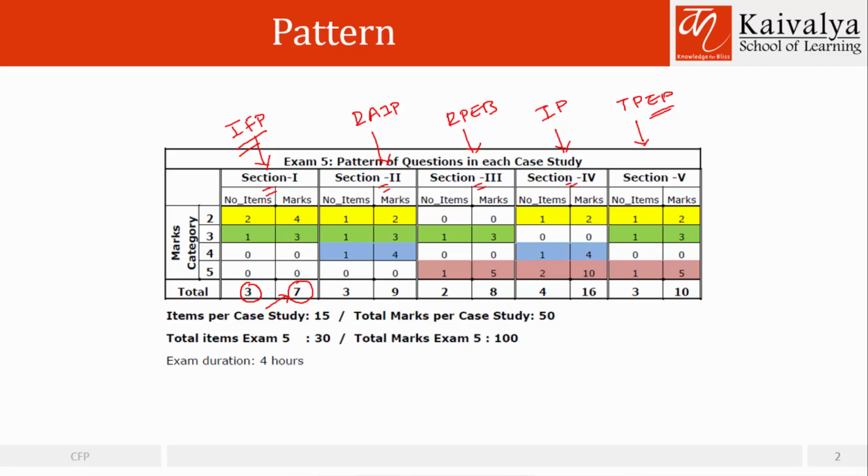Now you can see in this examination we don't have a question of 1 mark. 1 mark has gone away. We can say here it is starting with 2 mark, 3 mark, 4 mark, and finally this is a new entry, that is 5 marker questions.